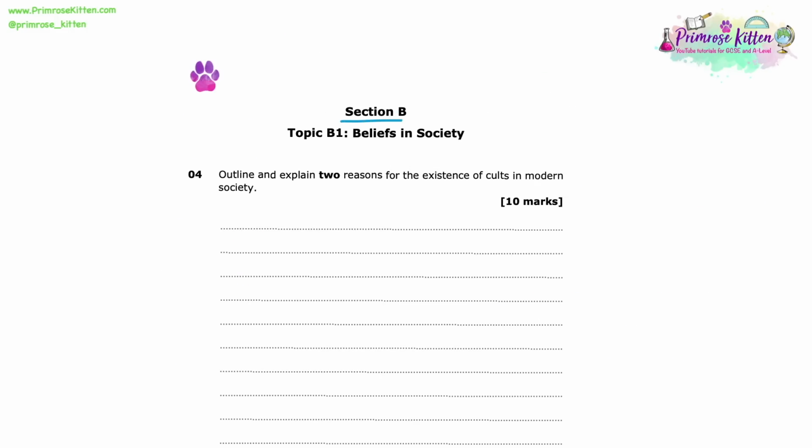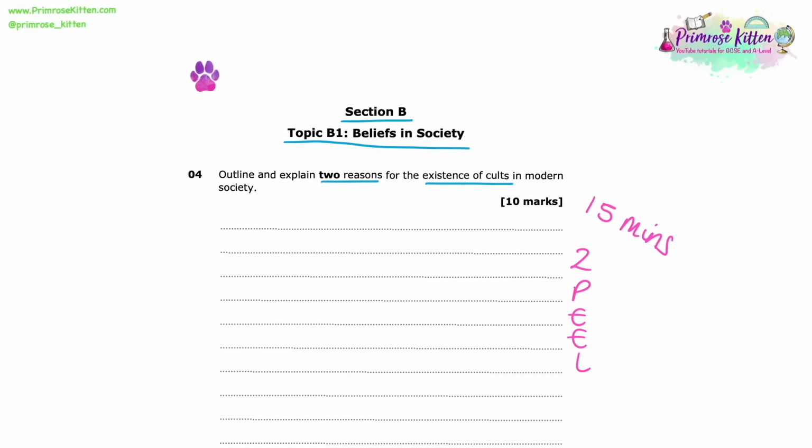So section B, topic B1, beliefs in society. Outline and explain two reasons for the existence of cults in modern society. Reminder for you, as a 10 marker, you will be spending around about 15 minutes completing this question. You need to be writing two separate PEEL paragraphs, no need for evaluation. This question is looking for that detailed explanation and analysis, and ensuring that both of your reasons are very different from each other.